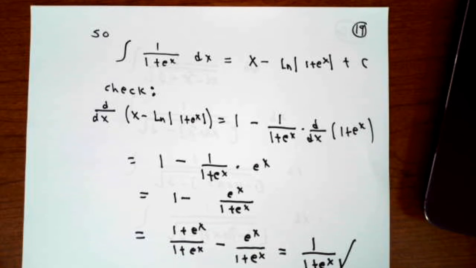Putting the pieces together, the integral of 1 over 1 plus e to the x is x minus natural log absolute value 1 plus e to the x, plus a constant. If you check this in the same way that we did before, making use of the fact that the derivative of natural log absolute value is the 1 over function, and doing a little bit of algebra, you end up with 1 over 1 plus e to the x, and that is the thing that you were integrating, which convinces me that my answer is right.